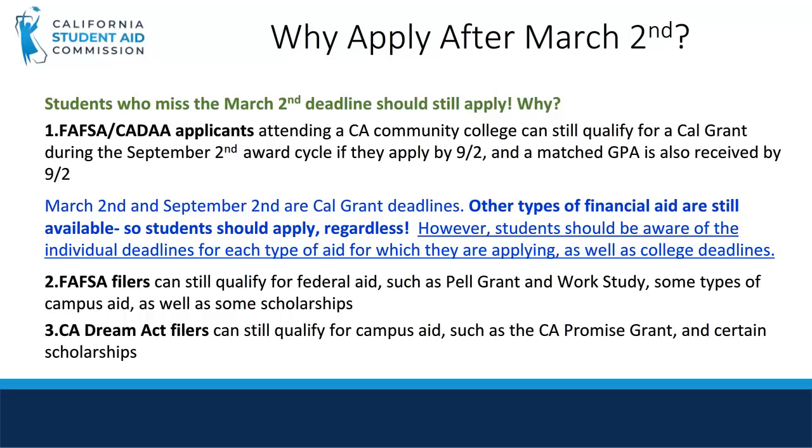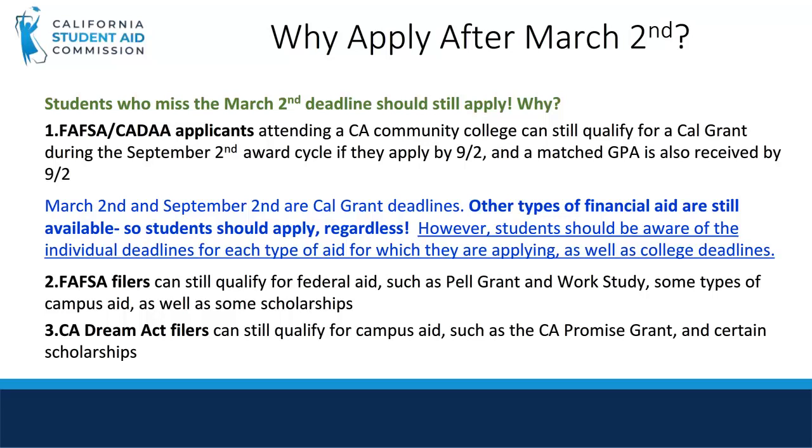As mentioned on the previous slide, March 2nd is the priority deadline for the Cal Grant, but students who miss this deadline may still be eligible for aid. Remember that the Commission has a second Cal Grant award cycle, the September 2nd award cycle, specifically for students attending a California community college. Also, keep in mind that March 2nd and September 2nd are both Cal Grant deadlines. Other types of financial aid are still available, so students should apply regardless.